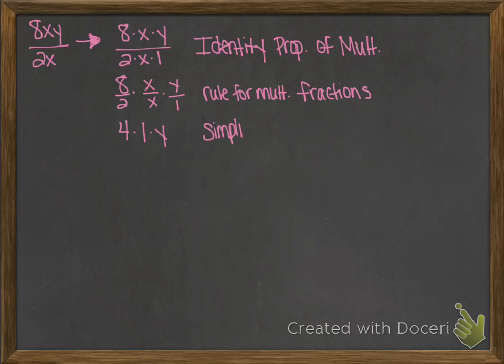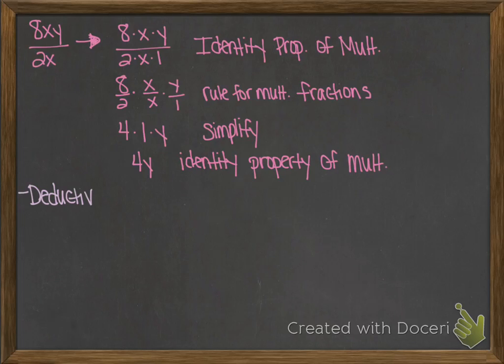Now I can simplify. 8 over 2 is 4, x over x is 1, and y over 1 is y. And finally, I'm going to use that identity property of multiplication again, and I can simplify this down to 4y. I don't need the times 1 in there.